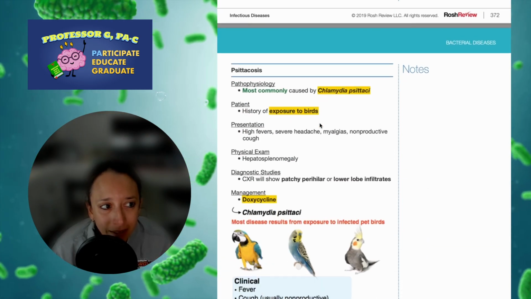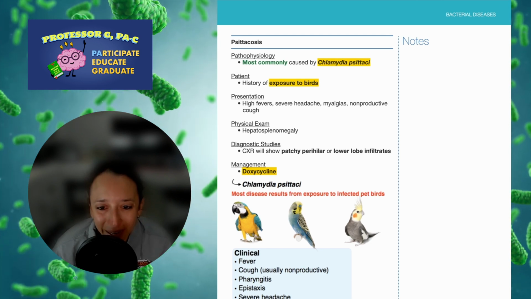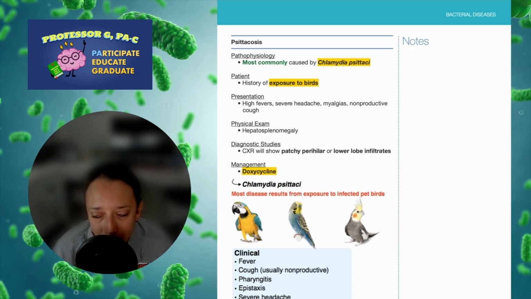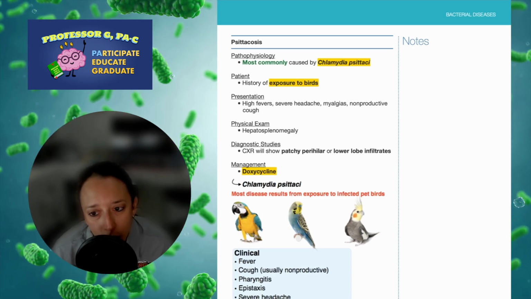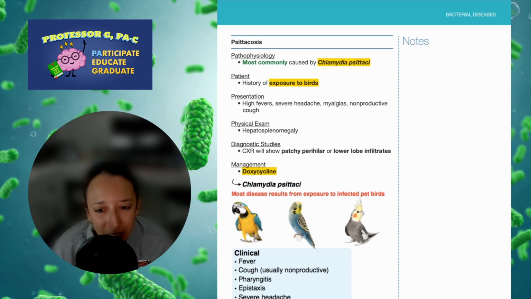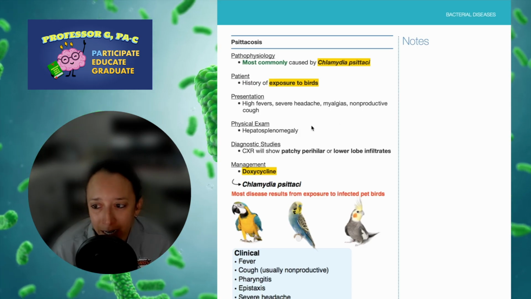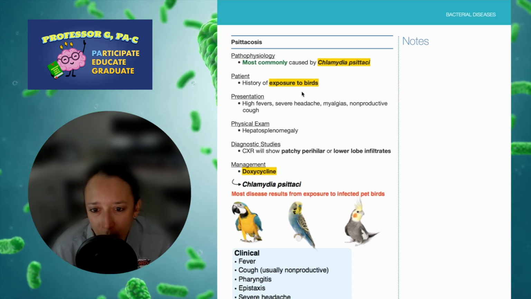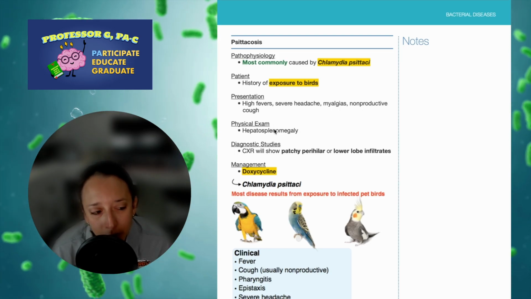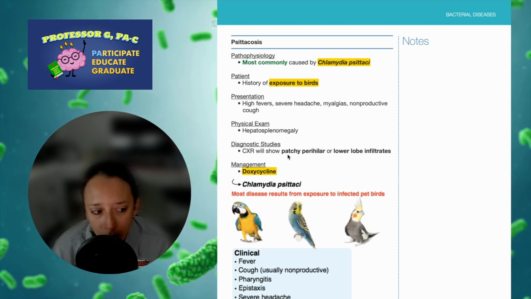All right. Next up is psittacosis. Anytime I think of the word psittacosis, I think of birds, okay? Psittacosis is another chlamydial infection, but this one's caused by Chlamydia psittaci, and this is linked to bird exposure, especially things like parrots, pigeons, or poultry. In the presentation, patients are going to have high fever, severe headache, myalgias, and a non-productive cough. On exam, you might find some hepatosplenomegaly. Chest X-ray is going to show a patchy perihilar or lower lobe infiltrate, and we want to manage with doxycycline. This is the treatment of choice.